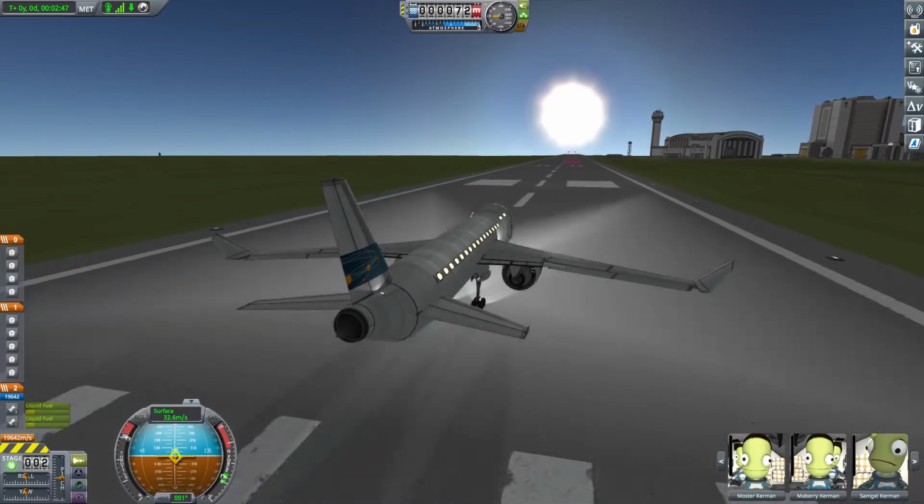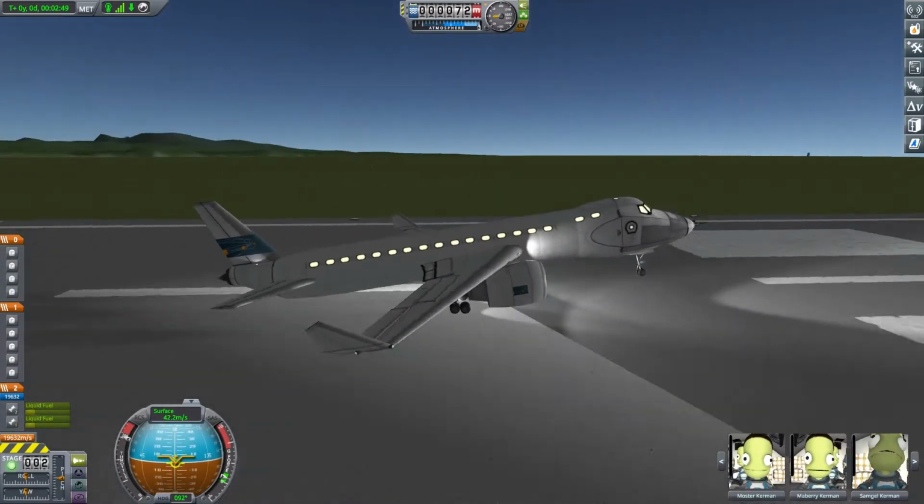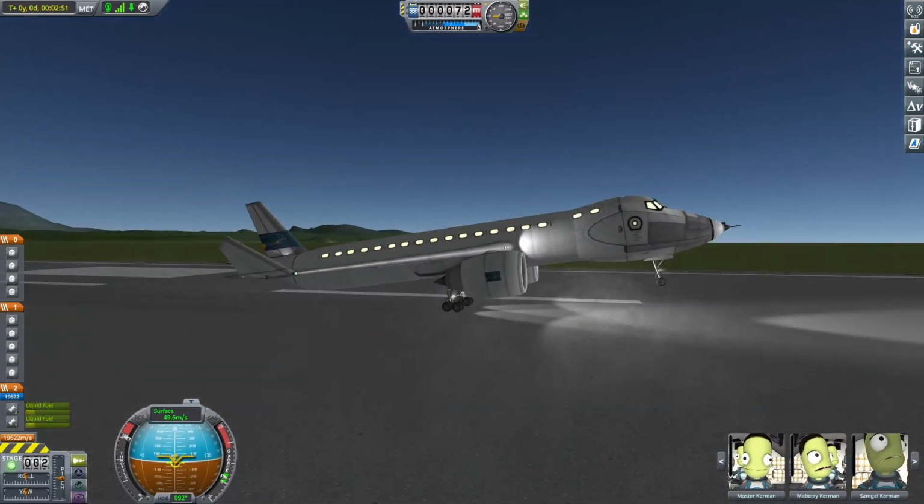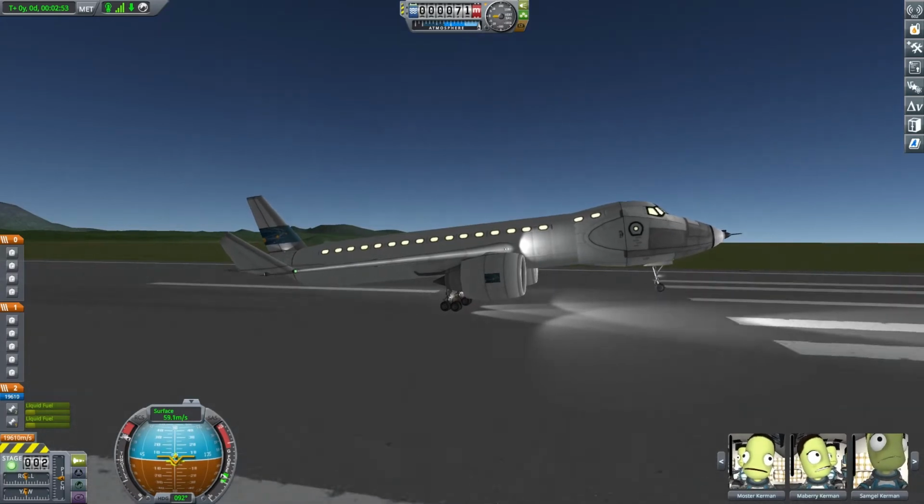Because of the angle of the horizontal stabilizers, the aircraft tends to auto-rotate just before takeoff at 95 meters per second.